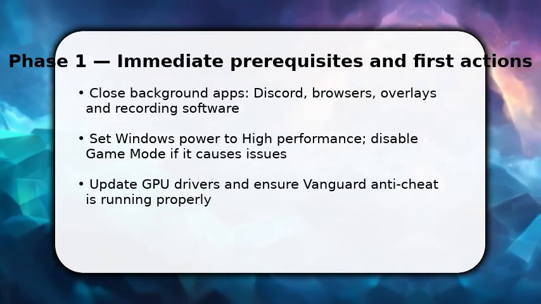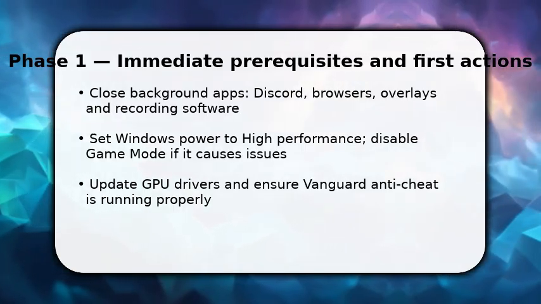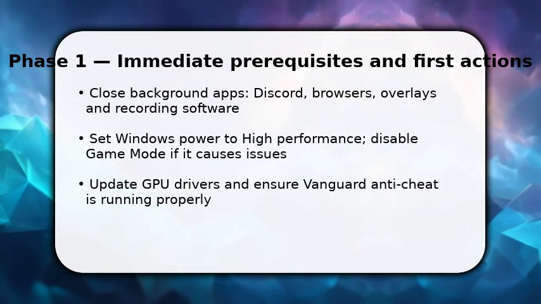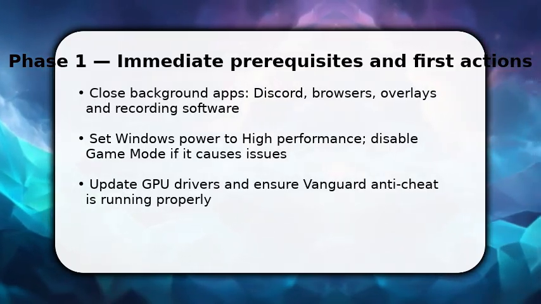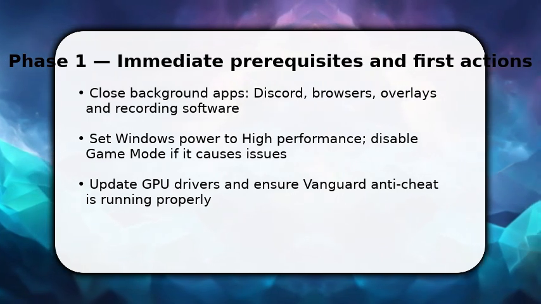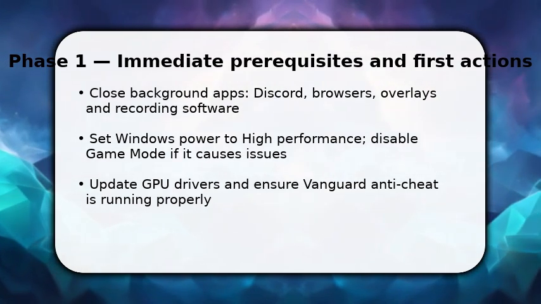Finally, confirm Riot Vanguard is active and Valorant is allowed through your firewall. Once done, launch Valorant and check frames and ping. Low FPS or a throttled CPU often explains movement delay, so fix those first.